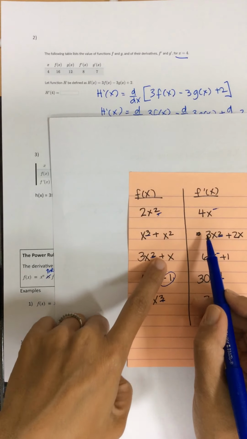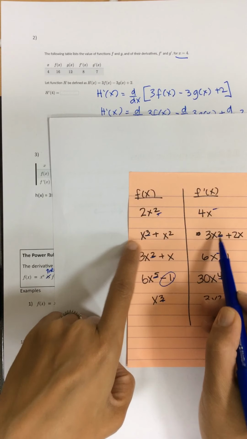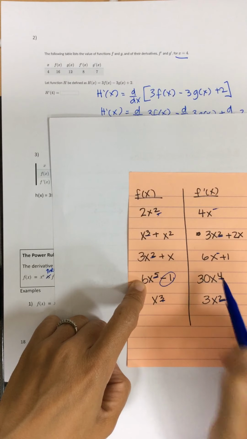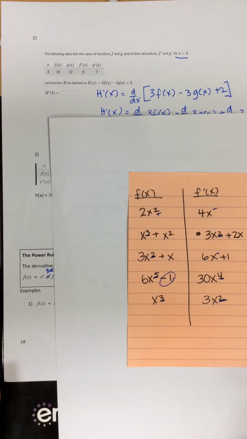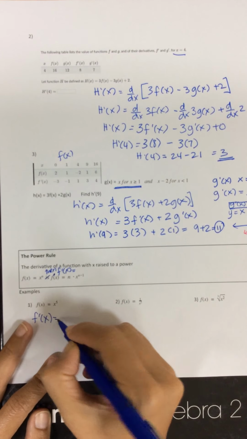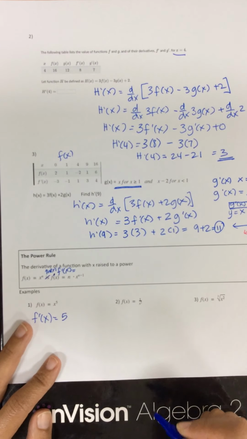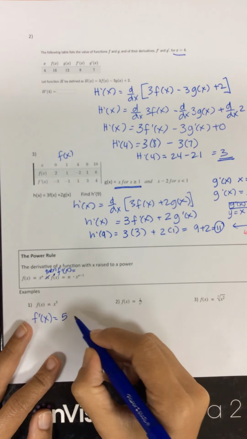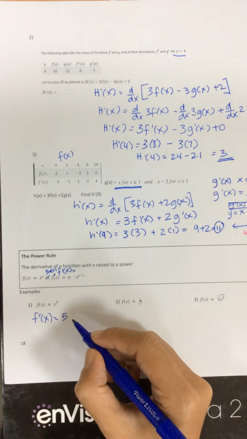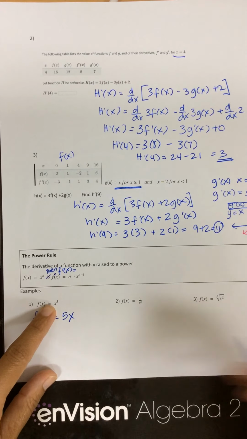For this one, I bring the 3 to the front, 3 times 1 is 3, and then my power is 1 less. For this one, I bring the 5 to the front, 5 times 6 is 30, and then the power on my x is 1 less. It's called the power rule. It saves you so much time. So if I had to find f prime of x here for x to the 5th, I would bring the power down in front, 5. There's nothing to multiply it by. So it's 5 times x to the n minus 1, or 5 take away 1, 5 minus 1 is 4.